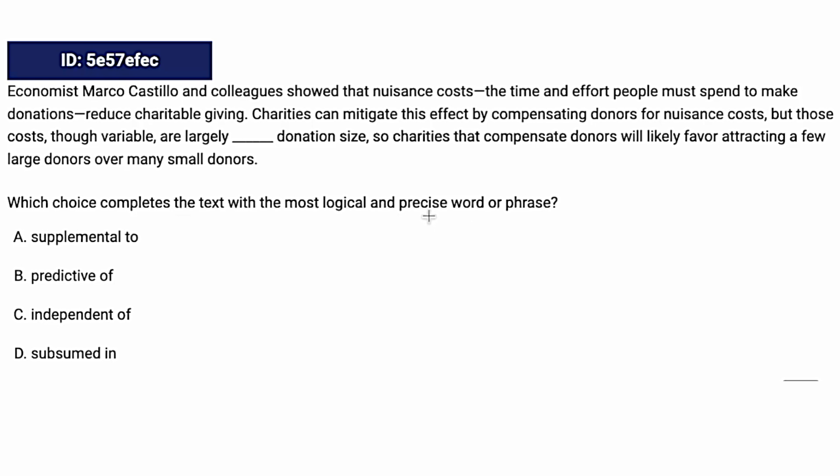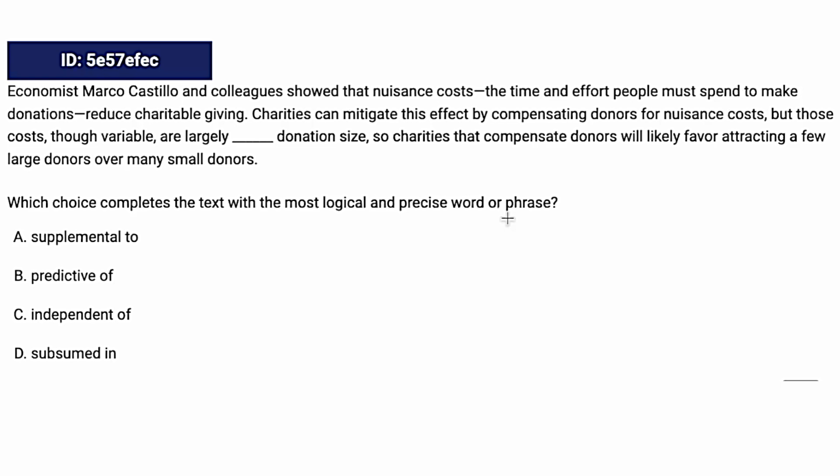Our first hard question is going to be words in context. We know that because we have to fill in the text with the most logical, precise word or phrase. For these, I do like to read the whole thing for context and come up with a prediction. That said, sometimes it's hard to come up with a prediction. And if you do run into that issue, go ahead and just start eliminating answers.